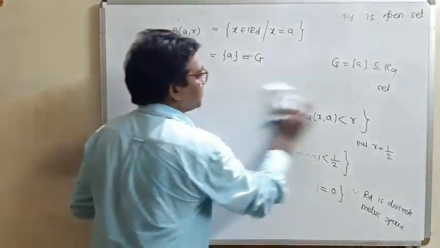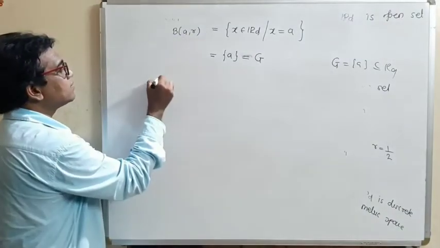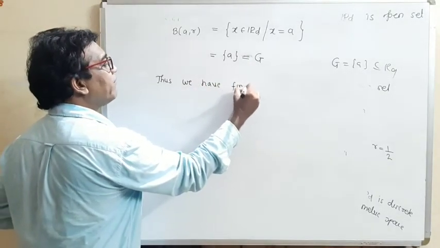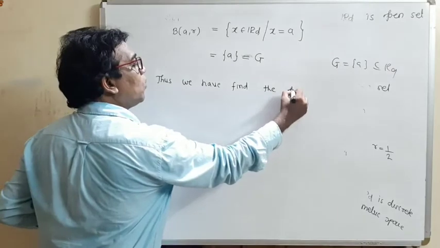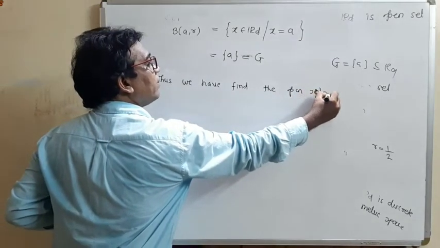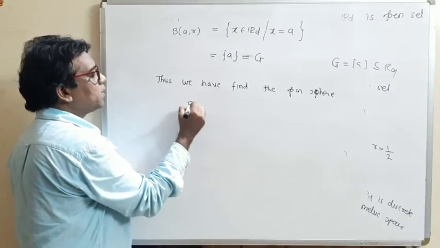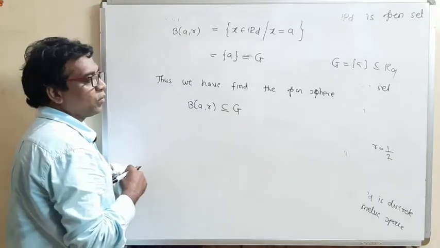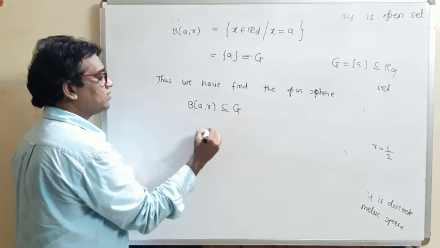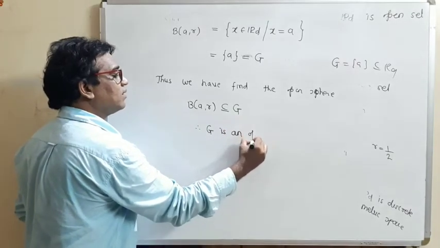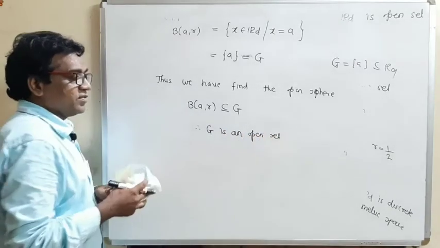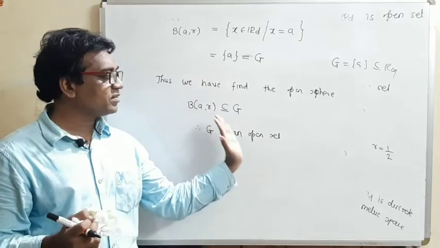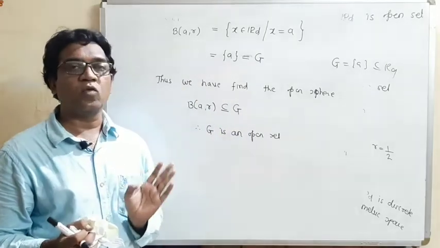So write down, thus we have found the open sphere. What is that open sphere? B with center at A and radius R, that is a subset of G. So according to the definition of open set, we can say that this is an open set. So right here, therefore, G is an open set. So remember this concept. How to show that it is an open set? Open set means find out some open sphere which is a subset of G. Then and only then we can say that it is an open set. Thank you.